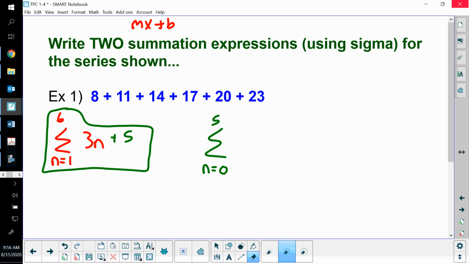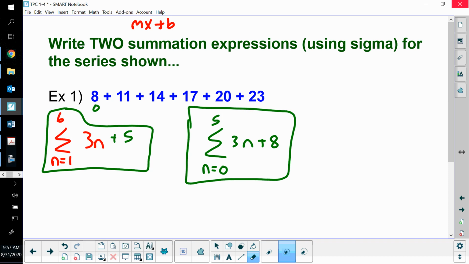So we're still going up by 3, so that part's not going to change. But if we sub in 0 for n, 3 times 0 is 0. So now we have to think about what adjustment we have to make on the end. Well, we need to be 8 higher. If we sub in the second number, which would be 1, 3 times 1 is 3, plus 8 is 11, and that checks out. So those would be 2 summations. And there's really an infinite number of correct ones, because you could change that bottom number to be whatever you want.